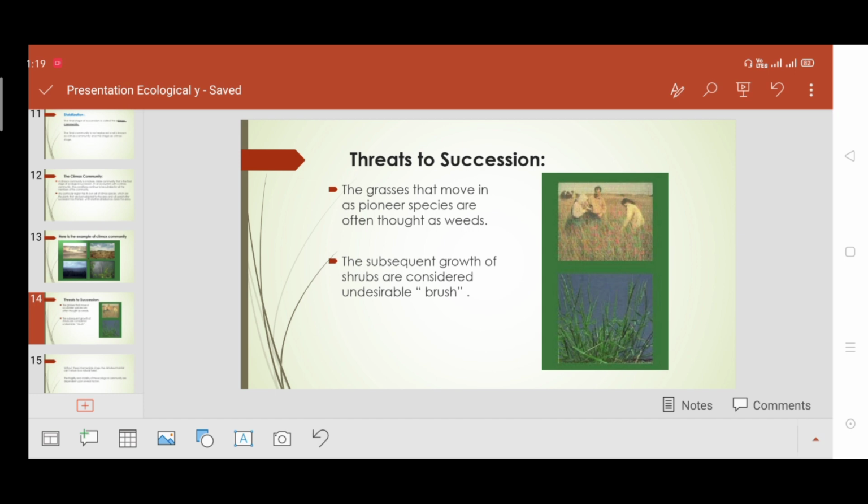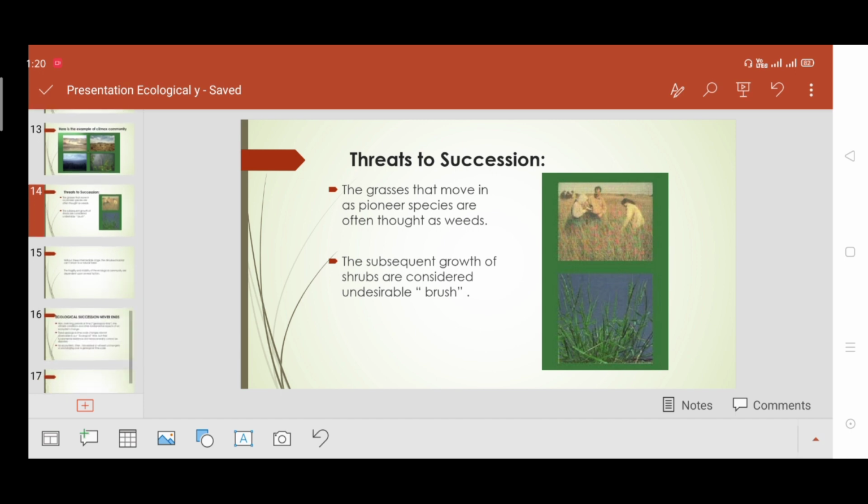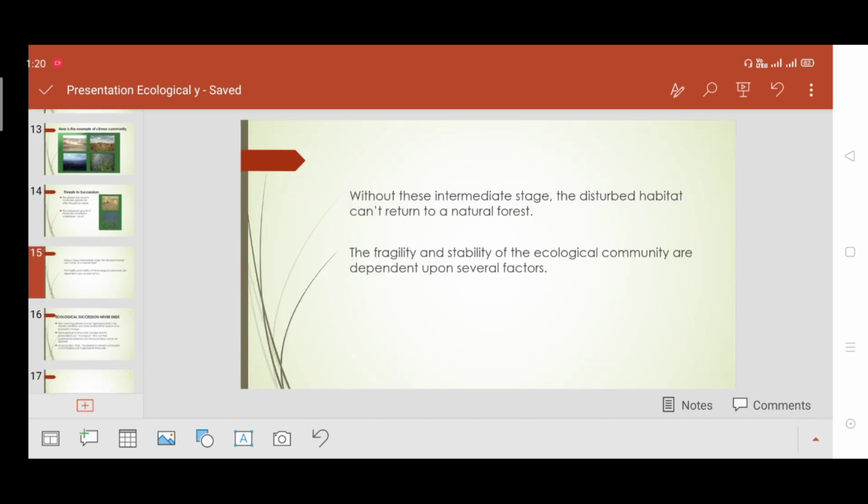Now let's talk about threats to succession. The grasses that move in as pioneer species are often thought of as weeds. The subsequent growth of shrubs is considered undesirable brush. Without this intermediate stage, the disturbed habitat can't return to a natural forest. The fragility and stability of the ecological community are dependent upon several factors.